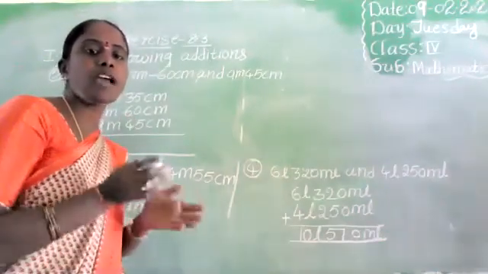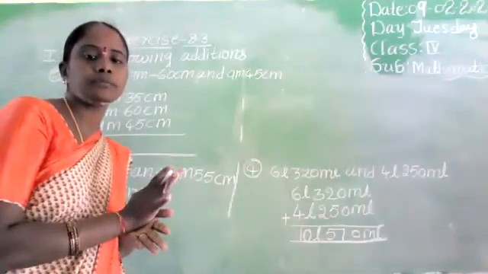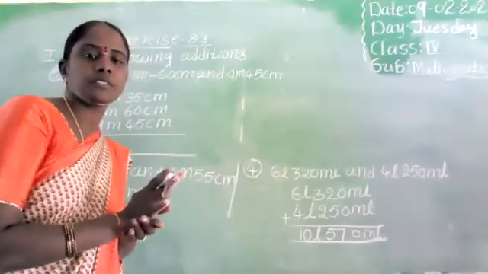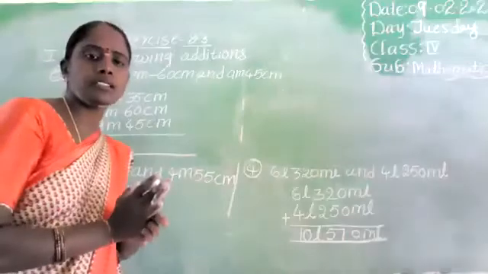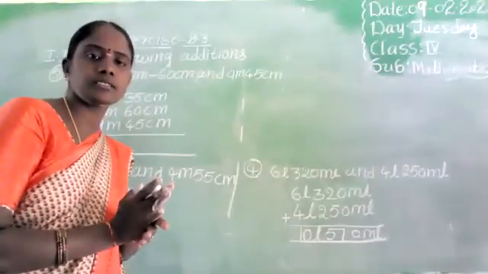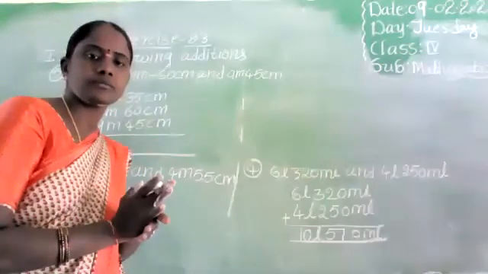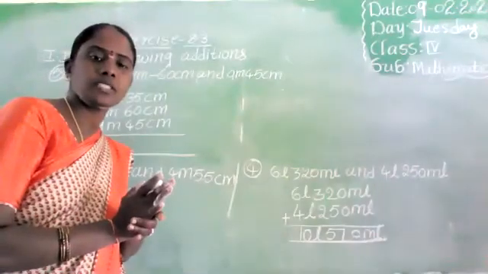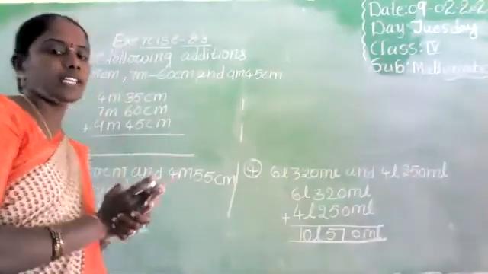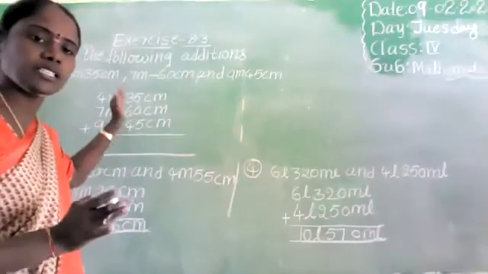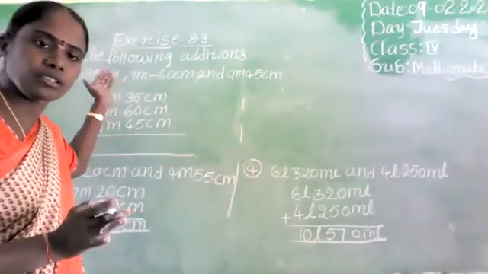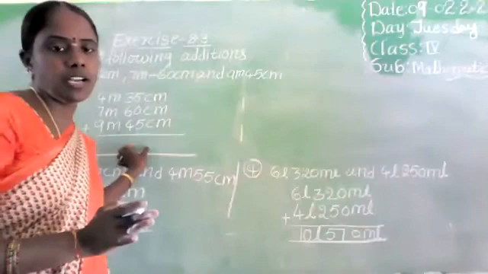What is the sum of 5, 0 and 5? 5 plus 5, what is the answer? Yes, very good. 10. 10 has a carrying number. So I have to take carrying 1 to the next number, and write 0 in the answer.